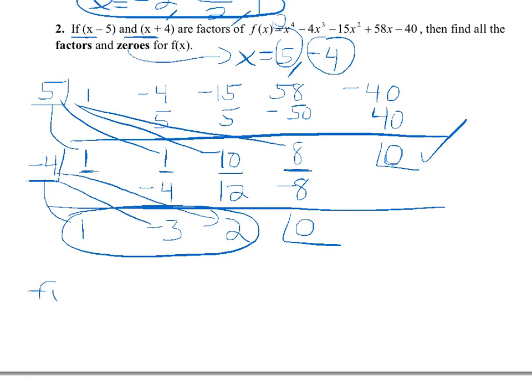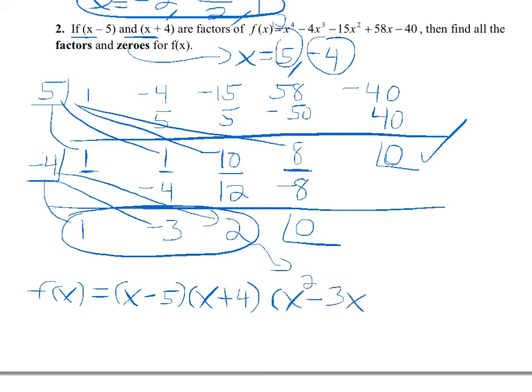So what I've proven is that the two factors given to me are indeed factors because they both give me a remainder of 0. So I've proven that x minus 5 is a factor. X plus 4 is a factor. Okay, I'm going to bring this down. That quadratic is x squared minus 3x plus 2.